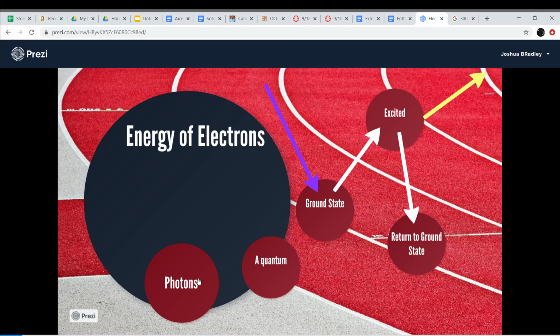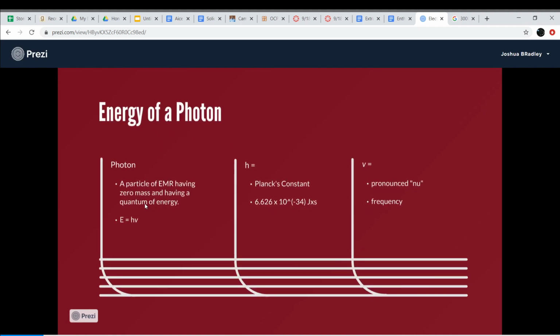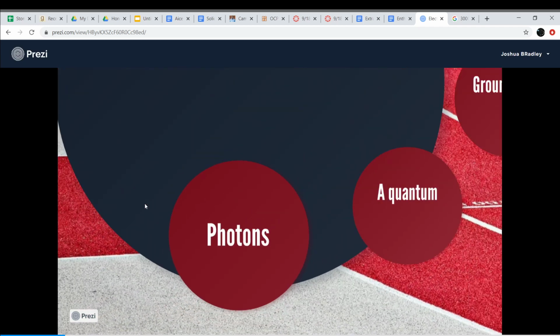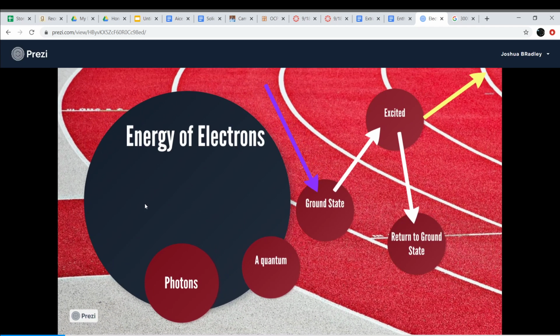And so we're going to talk a little bit in more detail about something. A photon is essentially a single piece of light. A photon is going to be a single piece of light, and it can either be absorbed or released by an electron.